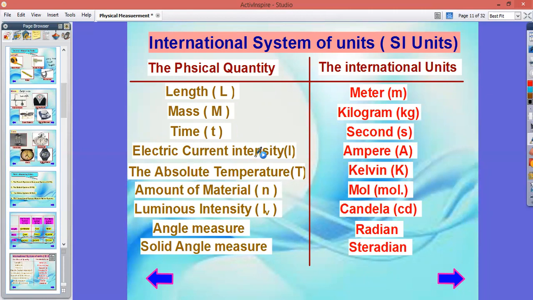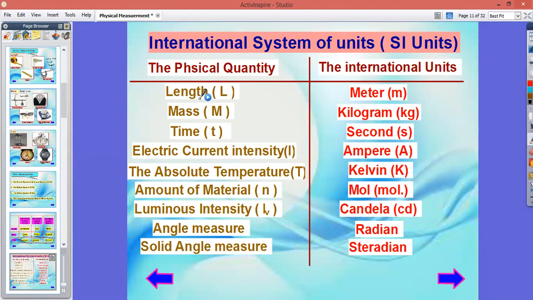What about electric current intensity? We studied it in third prep, I think. Its unit is ampere, denoted by capital A. Absolute temperature's measuring unit is Kelvin, denoted by K. Amount of material, mole. Luminous intensity, candela. Angle measure, radian. Solid angle measure is steradian.